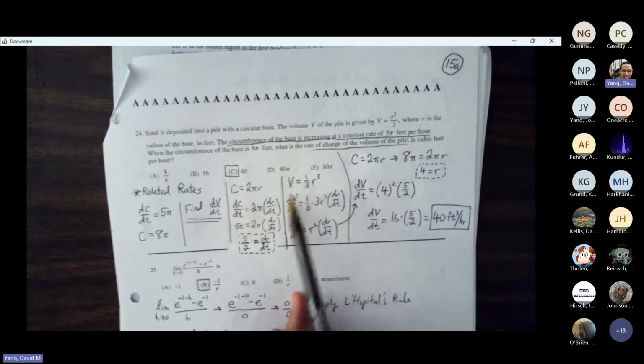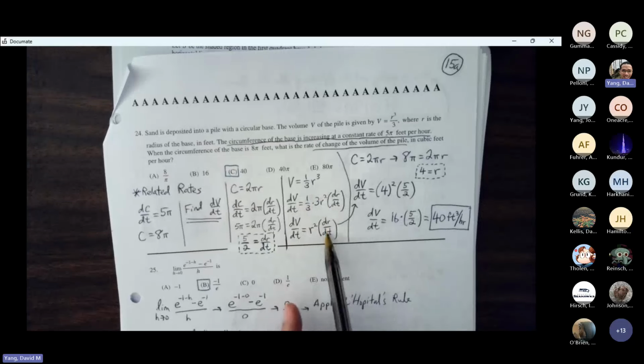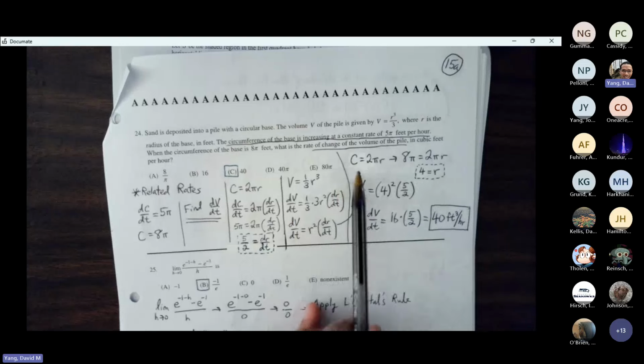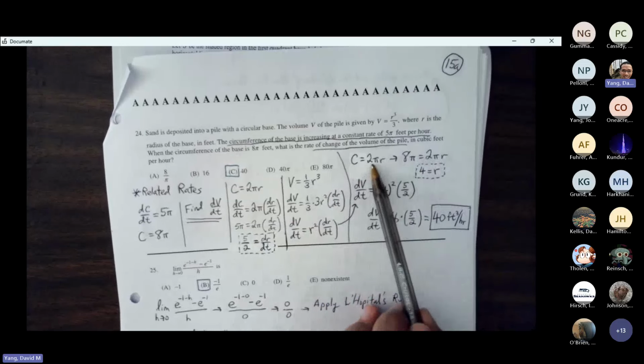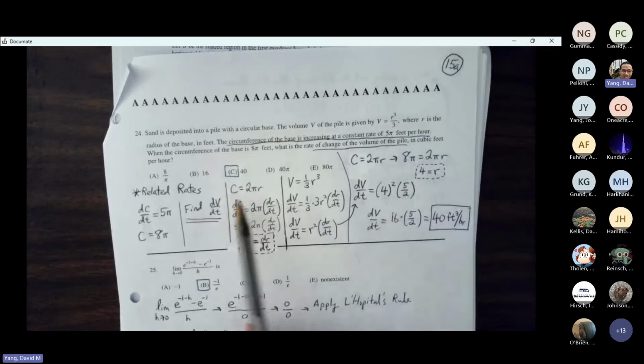We find the derivative, V becomes dV/dt. We go through power rule here, r becomes dr/dt. Clean that up, and we're just going hunting for variables that we can plug in. So we're trying to find dV/dt, so that's the unknown. We know the circumference is 8 pi, so from that information, we can work backwards with the equation and solve for r equals 4. So if r equals 4, I can plug 4 in for r.